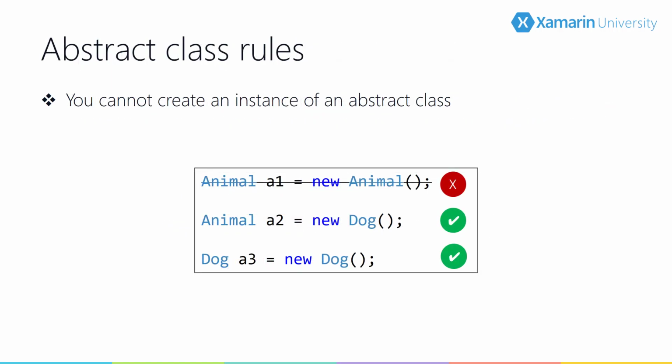And as you can see, like I said before, since Animal is now an abstract class, we can no longer call new directly on the Animal. We can only use Animal as a base class or a base class variable like we see here, but we can't create a pure instance of Animal if it's marked as abstract.